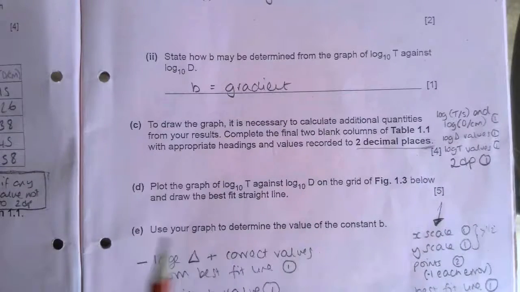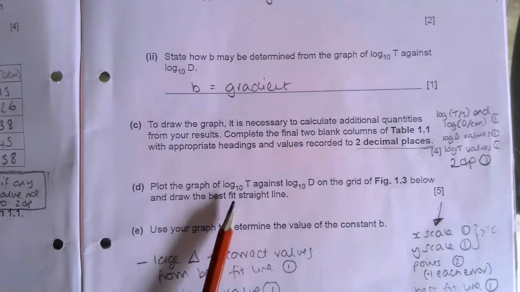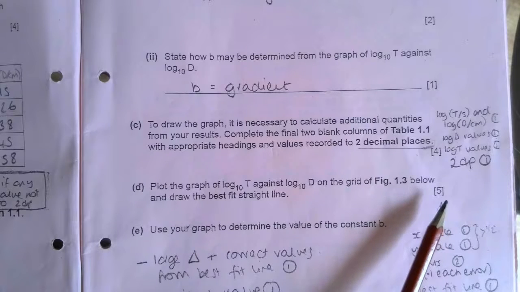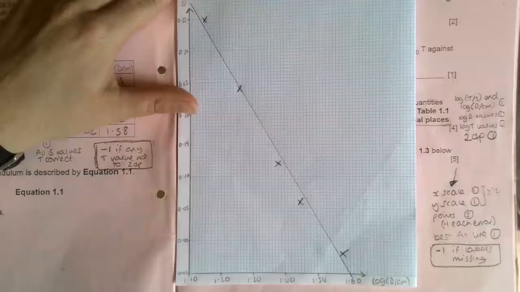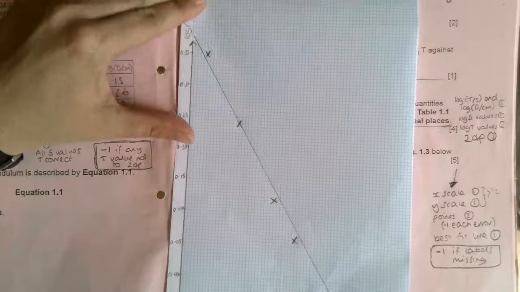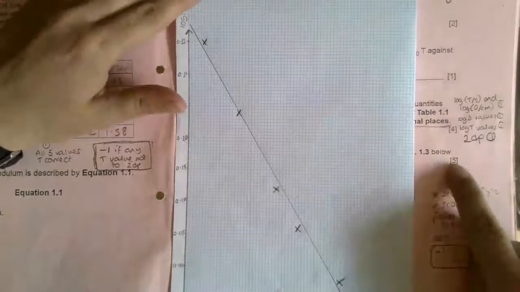Okay, D, plotting the graph. There's 5 marks for it. Okay, I'm going to try and get my graph and this little thingy-mabobber in the screen at the one time. So, give me a second. Okay, I think I can just about get it in here. But there's 5 marks for this.